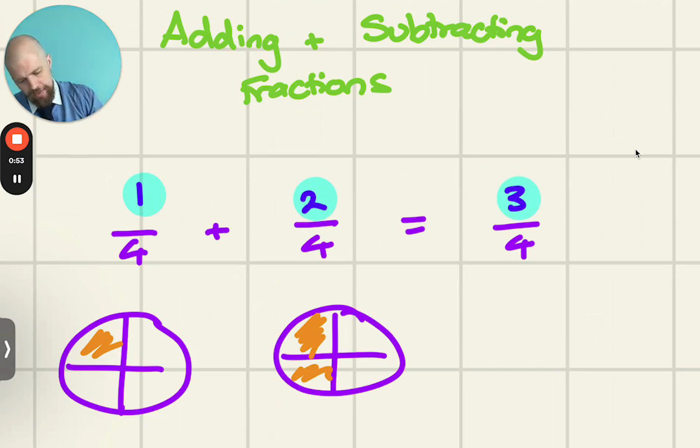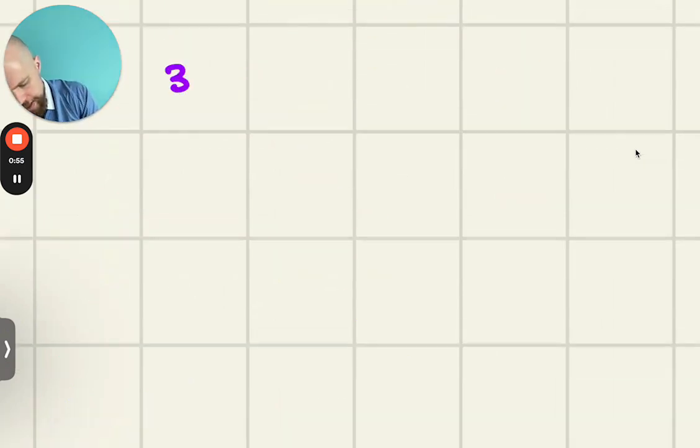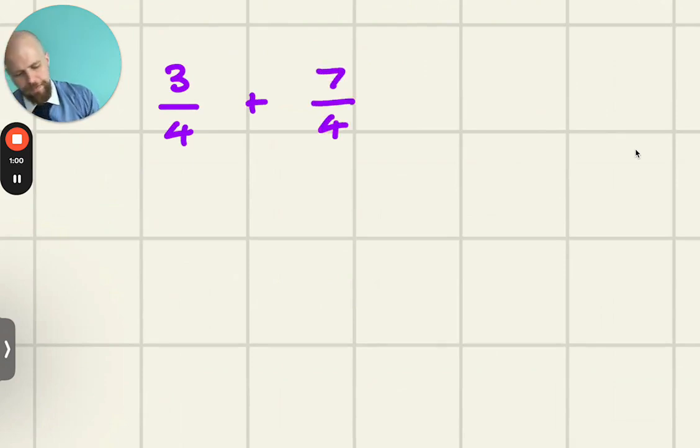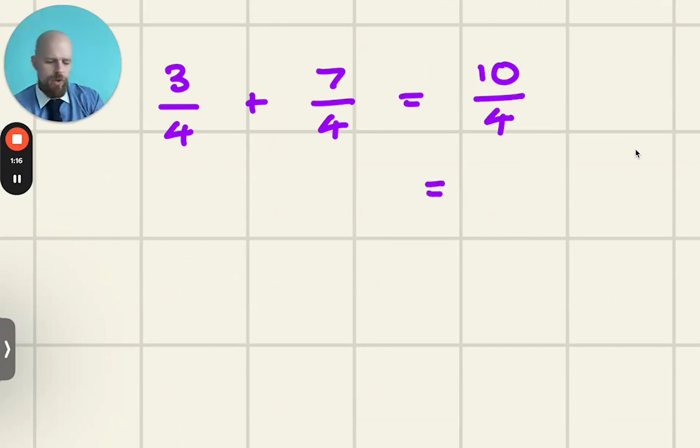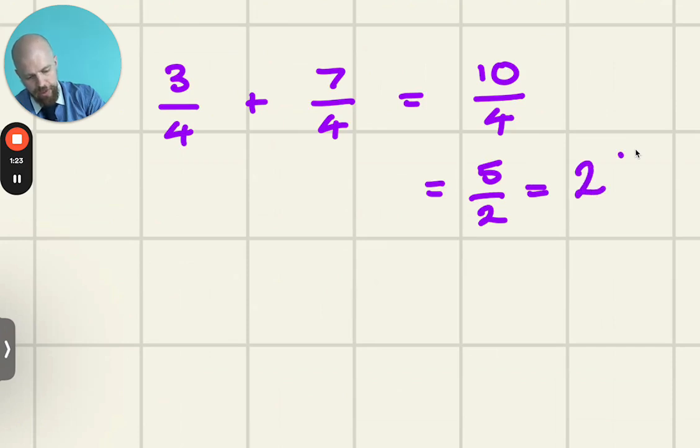Let's take another example. Let's say I was going to do 3/4 plus 7/4. Now in this case, the denominators are the same, they're both 4. So all I need to do is add the numerators together. 3 plus 7 is 10, so my answer is 10/4. You want to simplify the fraction down as much as you can. So because they're both even, we can divide by 2. I get 5/2. And if you want to leave it as a mixed number, you can leave it as 2 and a half, as opposed to a top-heavy fraction.